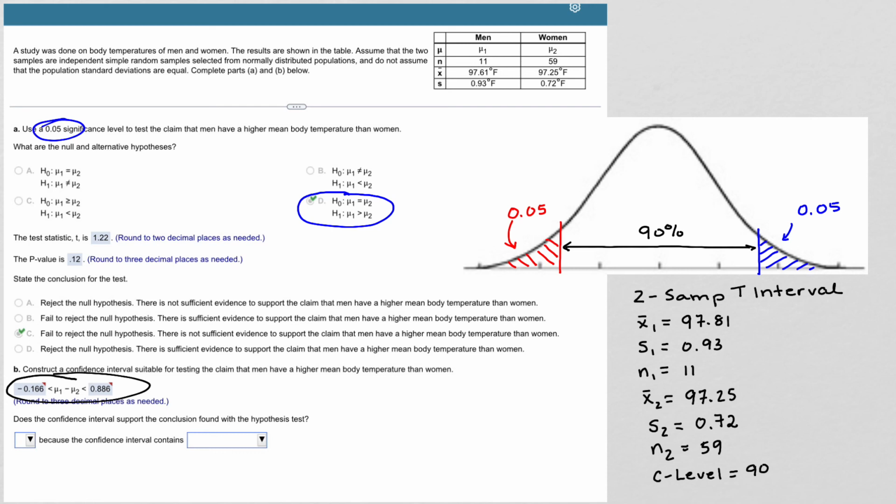So whenever you have 0 there in the center of your confidence interval, you fail to reject the null hypothesis. So that's how you do that problem.